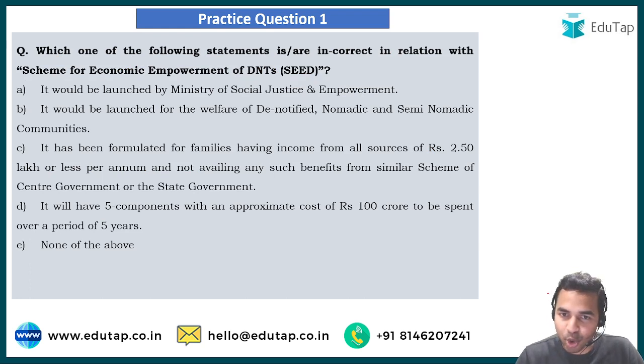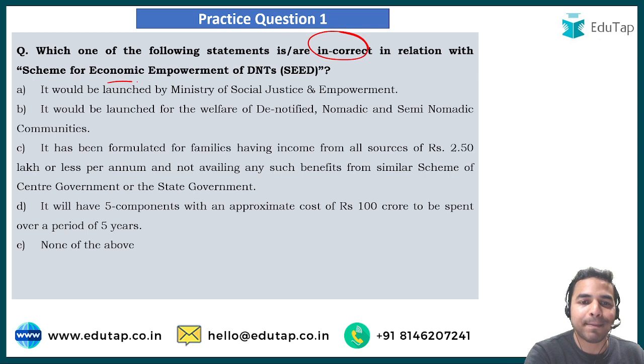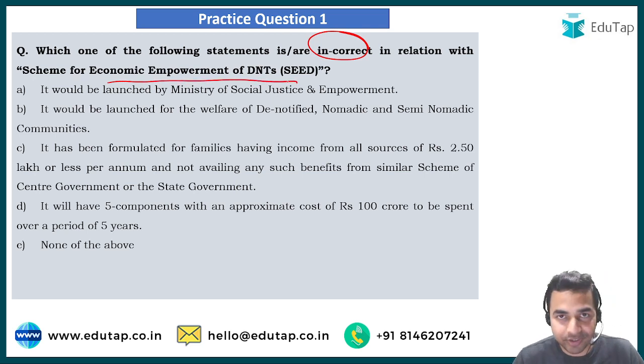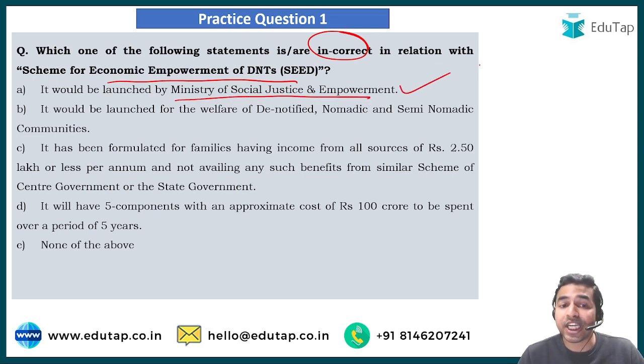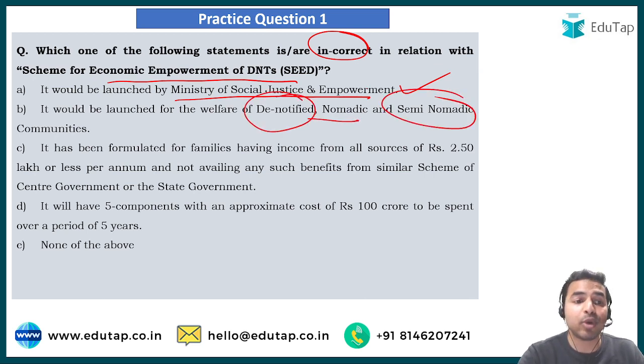So here in this particular question, what exactly is the demand of the question? Basically, you are required to identify the incorrect statement in relation with the scheme for economic empowerment of these denotified tribes. So guys, the very first statement says that it would be launched by the Ministry of Social Justice and Empowerment. That is absolutely correct. Second statement says that it would be launched for the welfare of the denotified, nomadic and semi-nomadic communities.